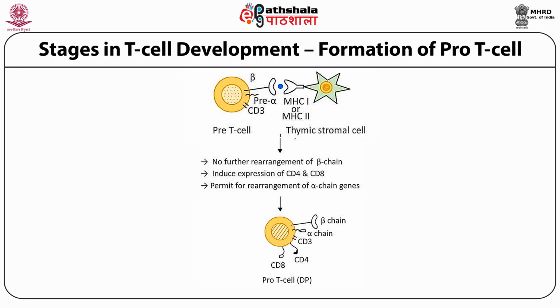and then it also rearranges the alpha chain gene, and the cell now has a rearranged alpha beta chain CD3 complex, and now it is double positive for CD8 and CD4 co-receptors. The cell in this stage is the pro-T cell, or it is also called the double positive T cell.